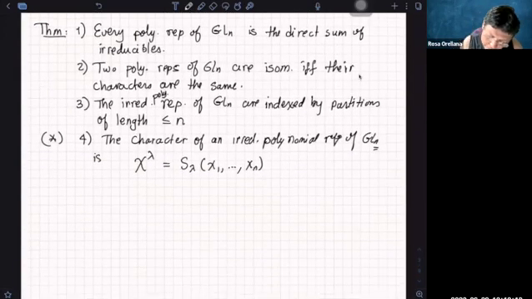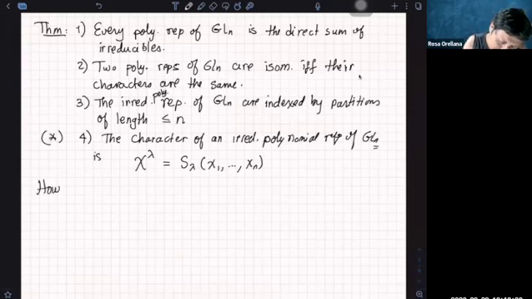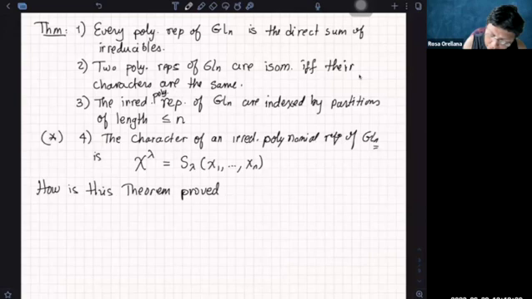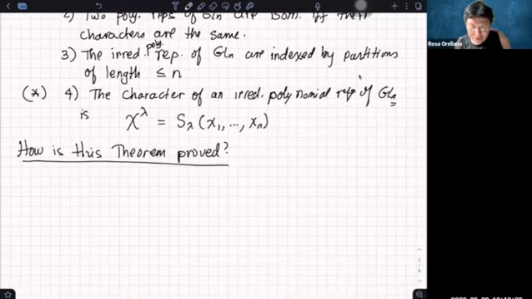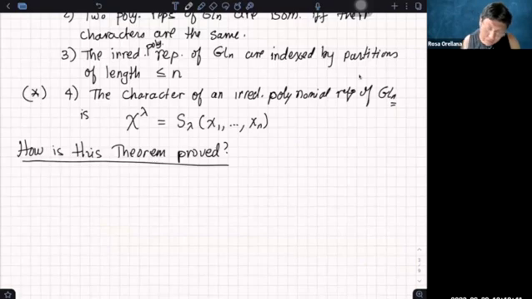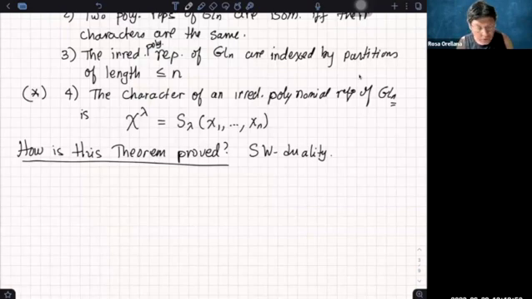So perhaps I should say, how is this theorem proved in the literature? We will not be able to show all the details because it requires a course in representation theory. It builds up to this, but the idea of the proof is to use what is known as Schur-Weyl duality. Basically, you use the fact that you know the representation theory of the symmetric group, and you use it to figure out the stuff about the representations of the general linear group.